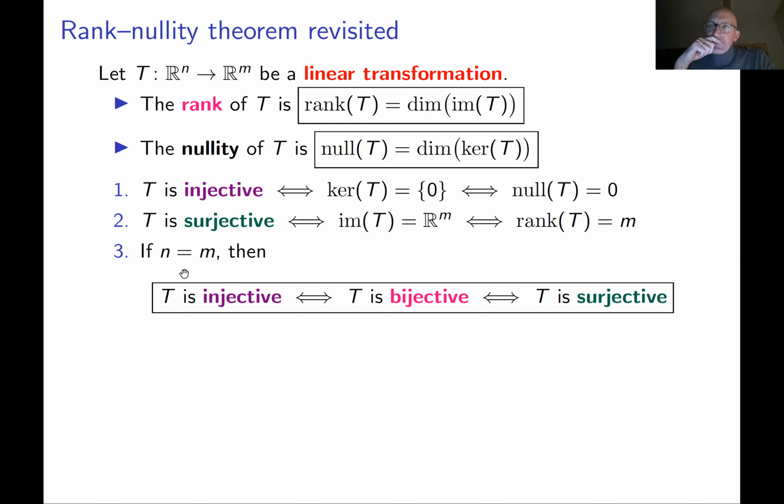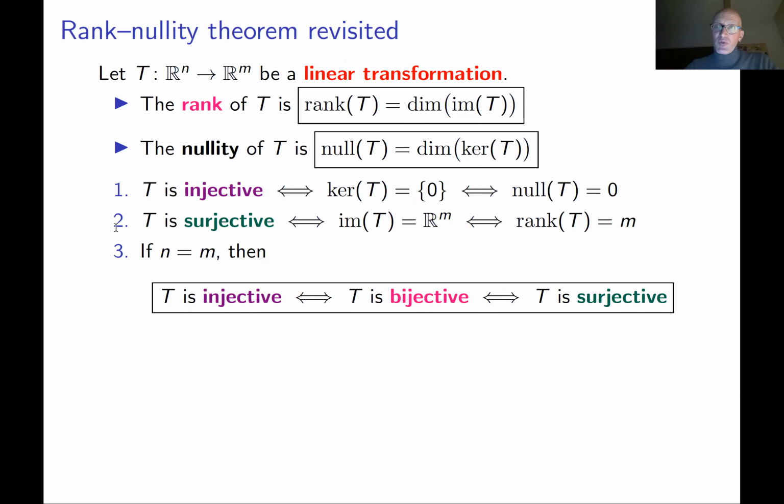This is very similar to what happens when you consider finite sets. If you have finite sets and maps between them, you have injective maps and surjective maps. But if you have finite sets with the same number of elements, or a map from a finite set to itself, then being injective, bijective, and surjective is the same thing. This more or less follows from the elementary pigeonhole principle. It is roughly the same thing, and it follows from the proof of the criterion for a linear transformation to be invertible.